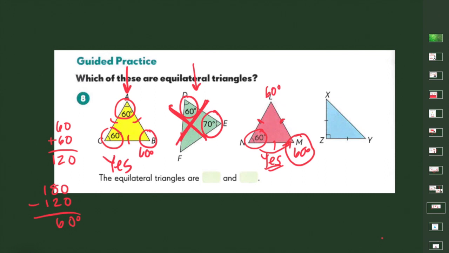Finally, we have the blue triangle. The first thing you probably noticed is that we have a right angle, and the right triangle tells us that one of the angle measures is 90 degrees and therefore cannot be equilateral, since in an equilateral triangle you have to have 3 angle measures of 60 degrees.